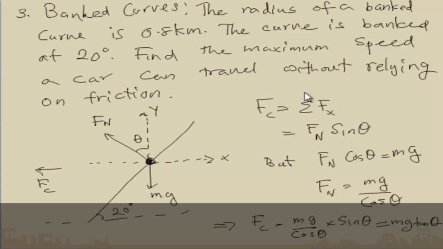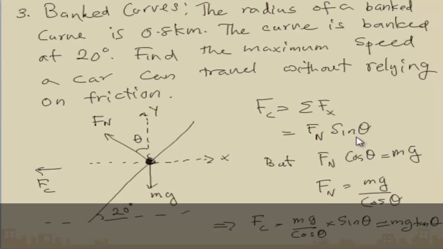Since it's a circular motion, the net force in the x direction must be the centripetal force, which is sigma Fx. In this case, the only force in the x direction is Fn sine theta. So the centripetal force Fc is Fn sine theta. But if you consider the y direction, you can see that Fn cosine theta, which is in the upward direction, must be equal to mg, because the acceleration is 0. So Fn cosine theta equals mg, and that gives us Fn, which is mg over cosine theta.